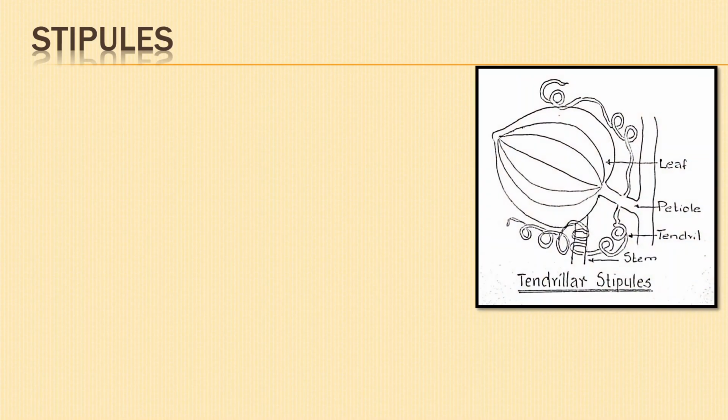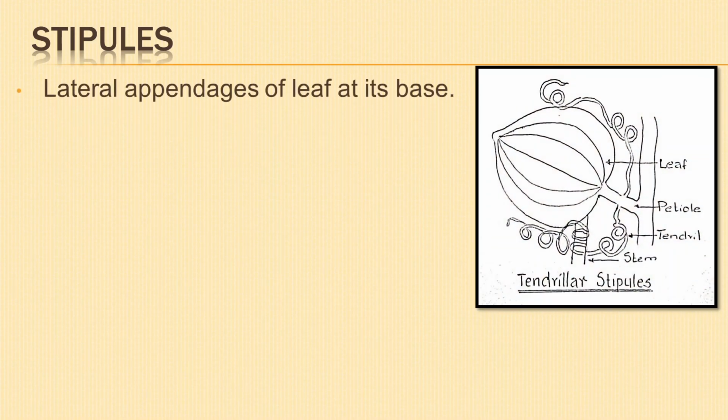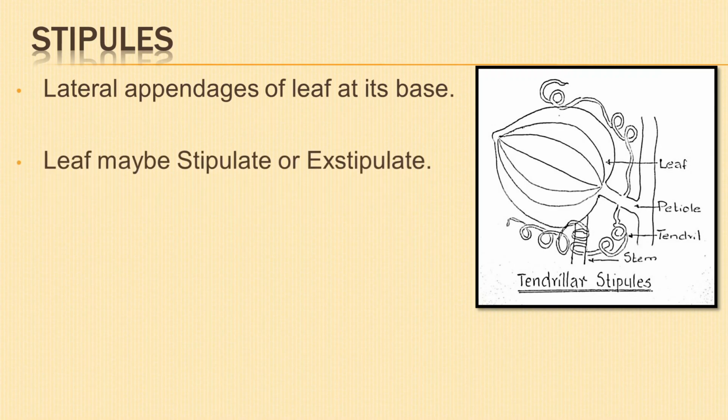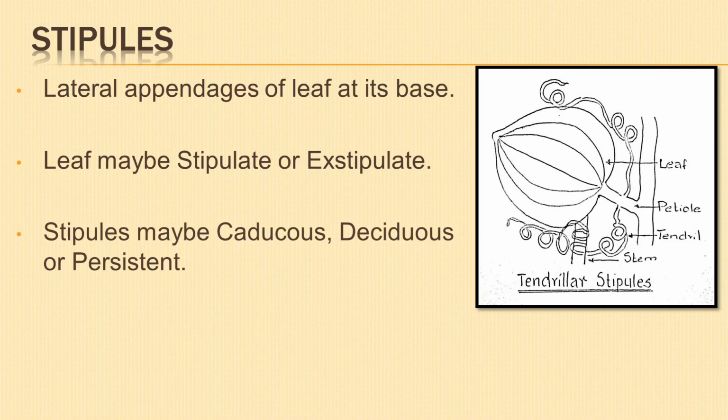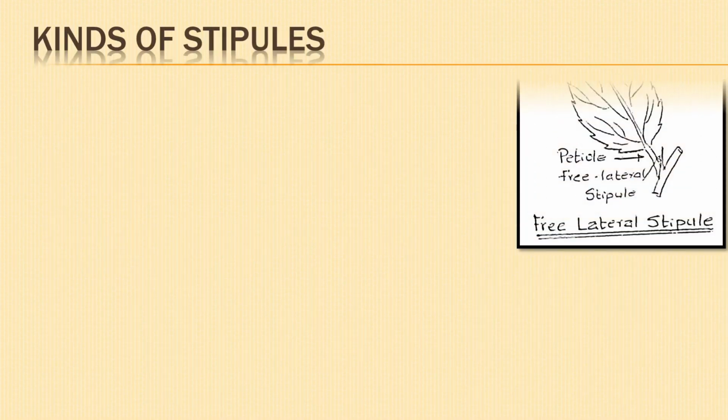Next are the stipules. They are the lateral appendages of the leaf present at its base. A leaf with stipule is called stipulate and the one without stipule is known as exstipulate. Stipules may be caducous, deciduous, or persistent. Stipules are of different kinds.